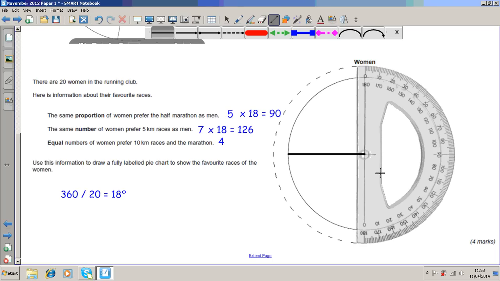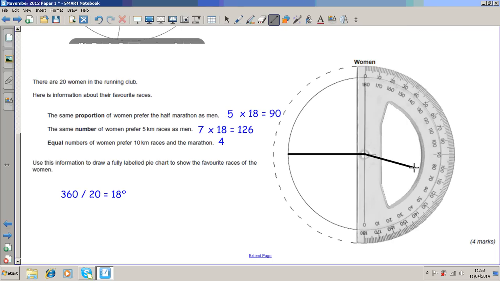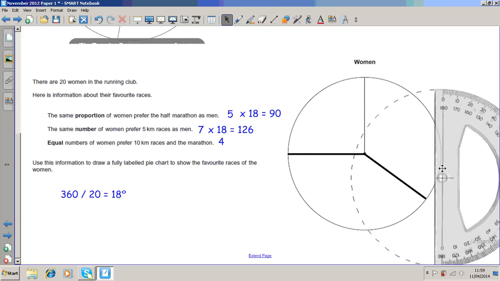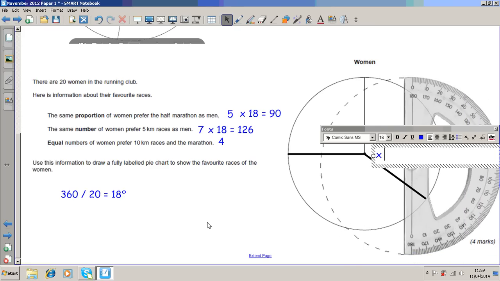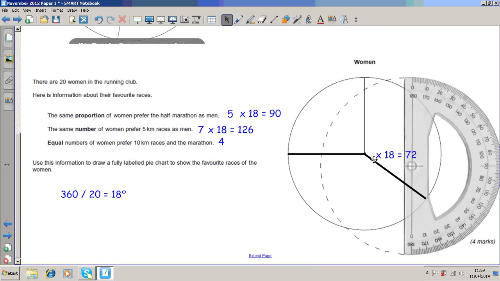There it is. 126, so 0 round to 120, 126. I'm just going to the edge of my circle. Like that. Now it tells me that the last two are equal proportion, so I could just measure that angle and half it. But I've gone to the effort of working out 4, so I'm going to times it by 18. It's 72 degrees. So both of these are equal to 72 degrees.